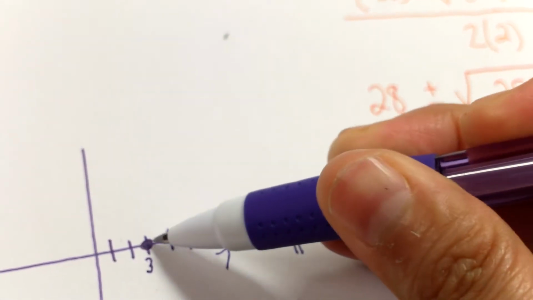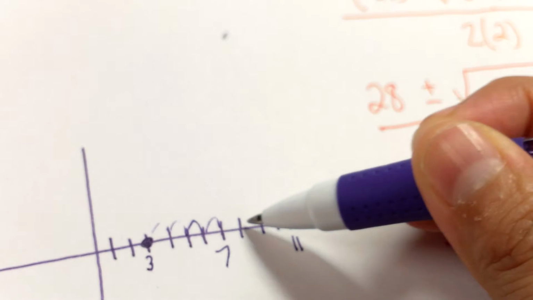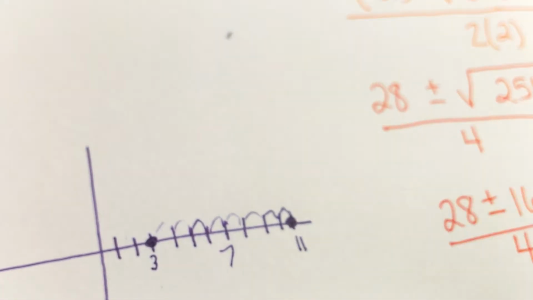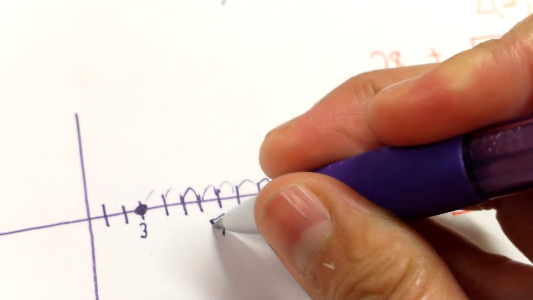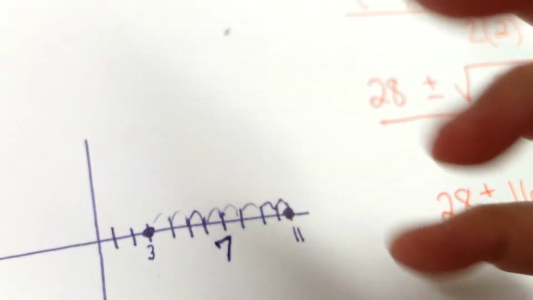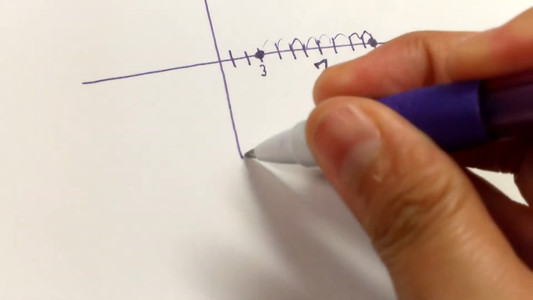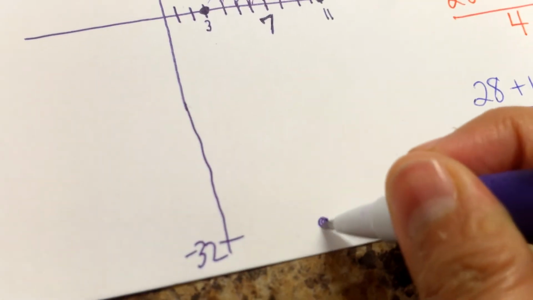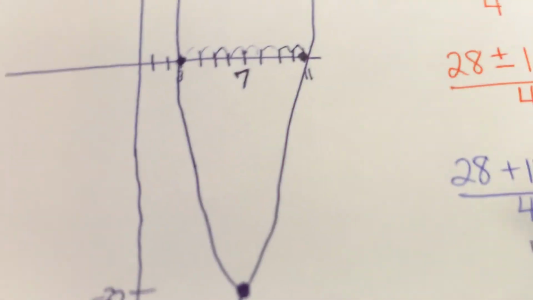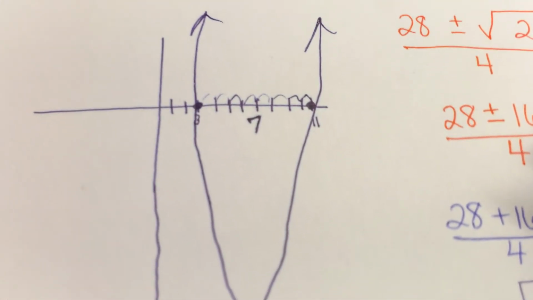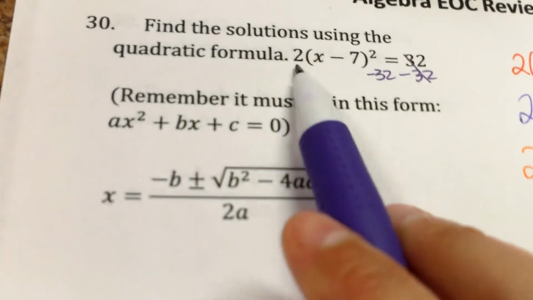In the middle of those two is 7, because look, spaces 1, 2, 3, 4. 1, 2, 3, 4. Remember, parabolas have to be symmetrical, so that's 7, and then it was negative 32. So way down here at negative 32 is the vertex, and your parabola is going up. Sorry, I have to move the camera so I can draw my parabola. So it would look something like that. And it's going up because it is a positive number.